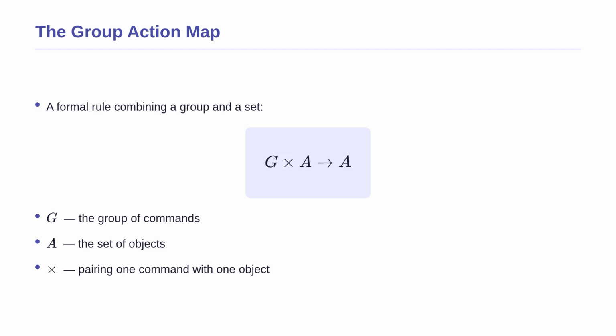Now that we have our video game analogy in mind, let us look at the formal mathematical map. This formula shows where a group action comes from conceptually. The capital G represents a group of commands and the capital A represents a set of objects. The cross symbol means we take one specific command from G and pair it with one specific object from A. The arrow shows that applying this command produces a result that lives back inside the set A. In plain English, take a command, apply it to an object, and you get a new object state back.